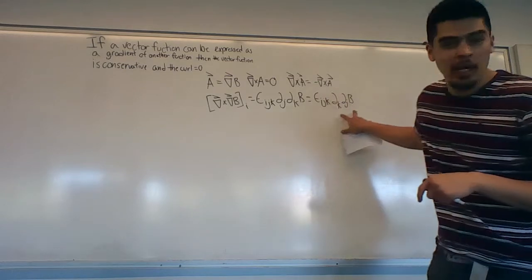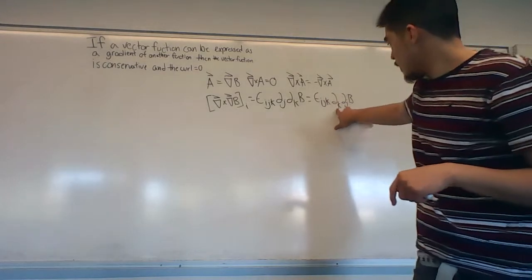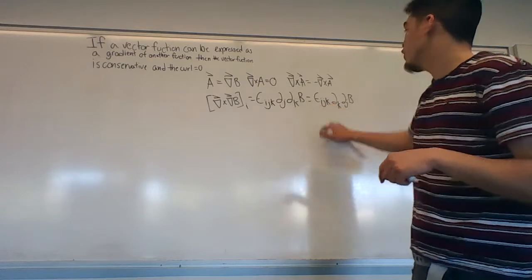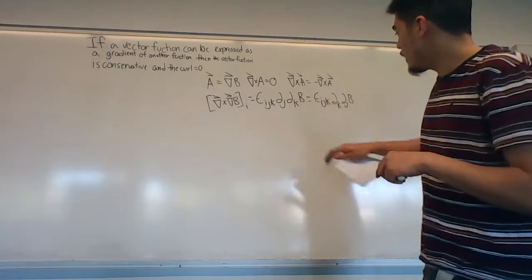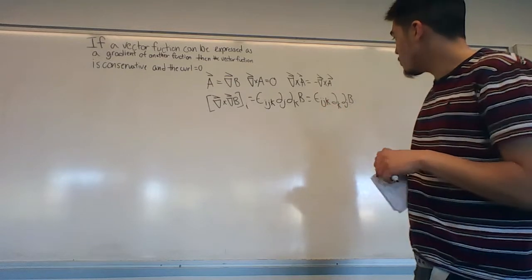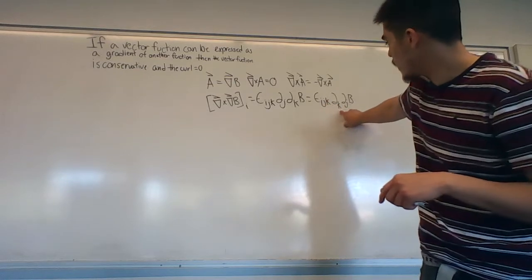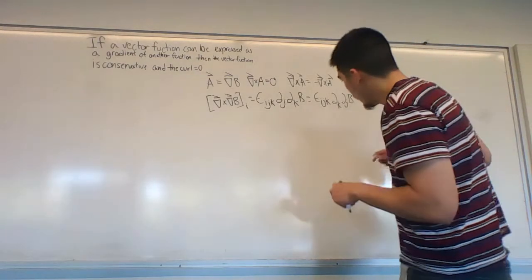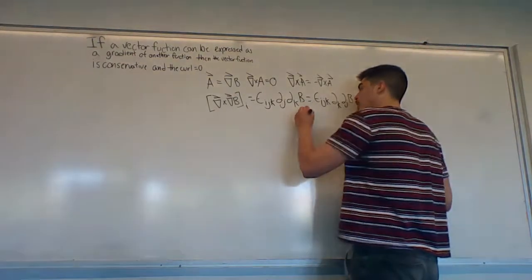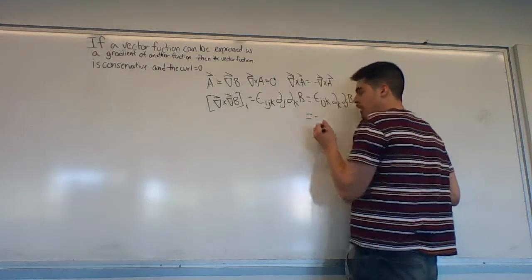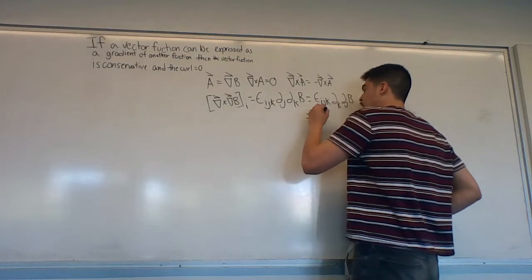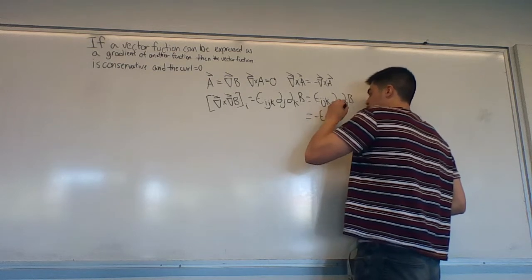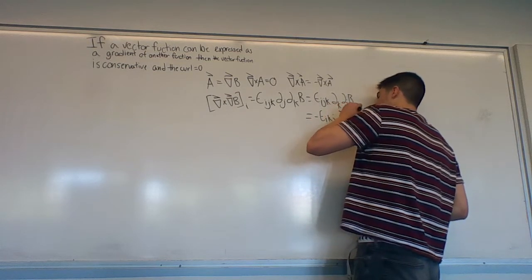And since we now have the order switched, we want it to also align with the epsilon notation as well. So right now, the epsilon is in cyclic order, but if we wanted to have it in order with the partials, we would want to turn it to anticyclic. So when we turn it to anticyclic, we put a negative sign in front of the epsilon, so we get epsilon ikj, partial k, partial j of B.